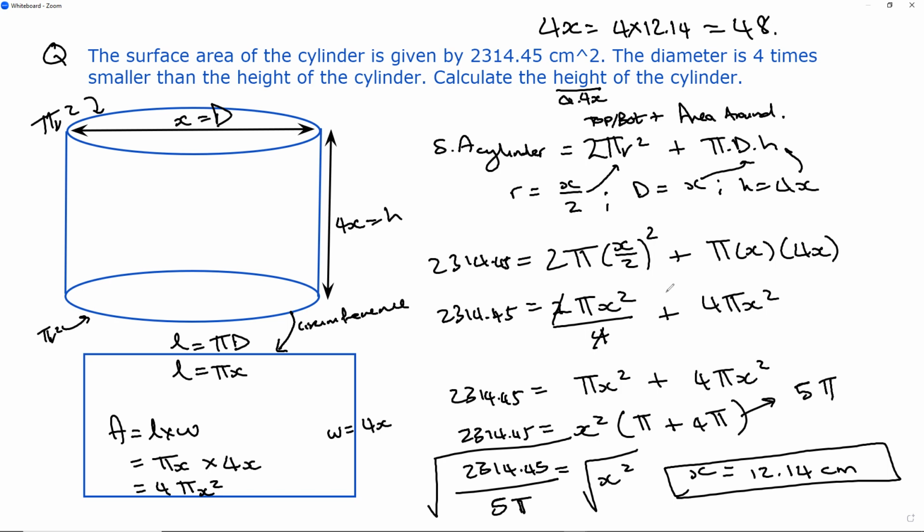Now we could round off the final answer. It would be more accurate to do that. And this becomes 48.56 otherwise. 48.56, and this is going to be centimeters because it's just that height there. So this is 48.56, and this over here is 12.14 centimeters for this.